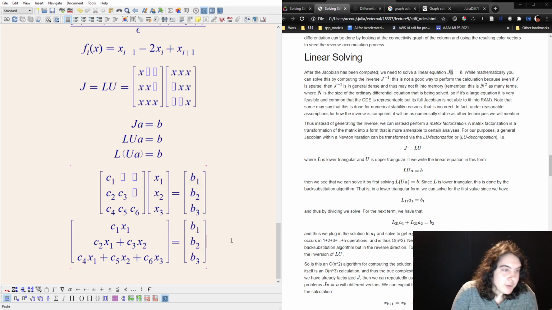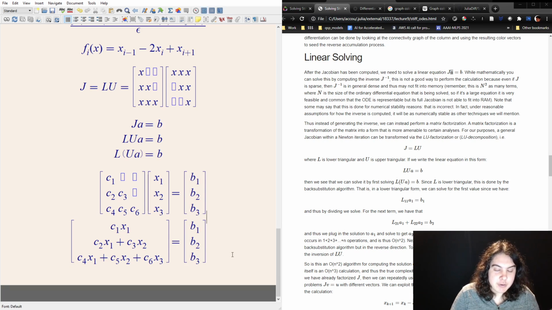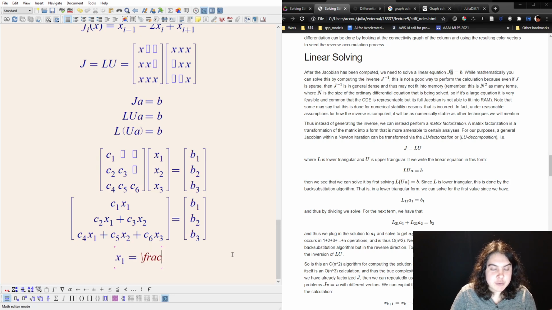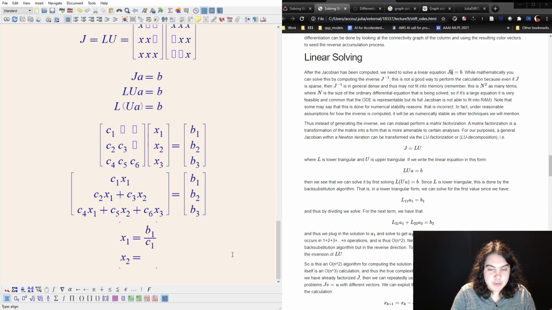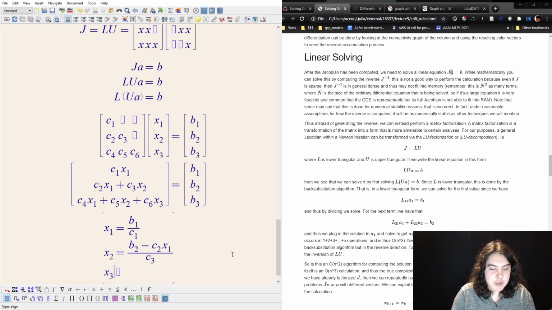And now this is something that you probably know how to solve from high school, right? What is x1? Well, x1 equals b1 divided by c1. Then x2 equals b2 minus c2 x1, because we know x1, and then we divide this by c3. And you keep on doing this process, so x3 equals, and so on. If you've seen this before, you know that this is called the back substitution method, where if you have a lower triangular or upper triangular matrix, you solve for the first thing, then you get the second one, then you get the third one.